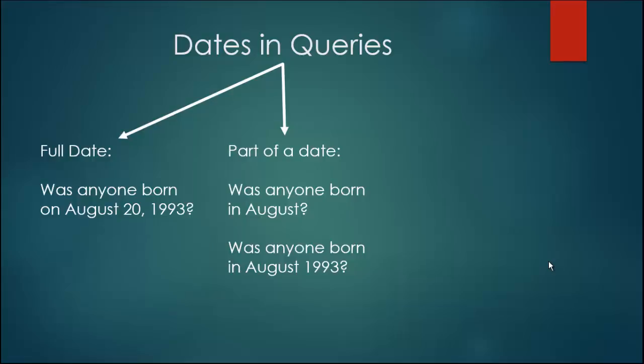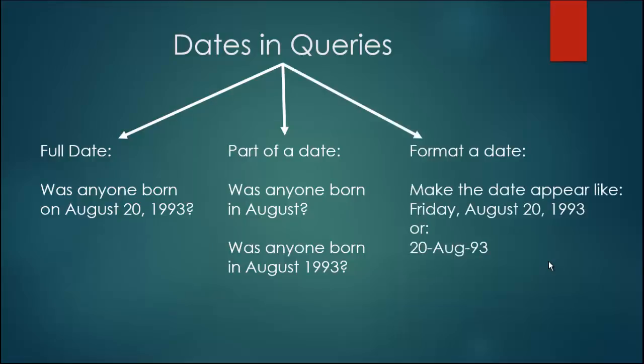We might also want to include the date in a result and want it formatted in a specific way. So I would like the date to appear like Friday, August 20, 1993. Or I'd like it to be really shortly formatted, 20-Aug-93. And anytime you're creating a query and you're using dates in it, you want to think carefully about which of these three things you're doing, because each of these is done differently. So let's start with the first one, the full date. And let's ask, was anyone born on August 20th, 1993?